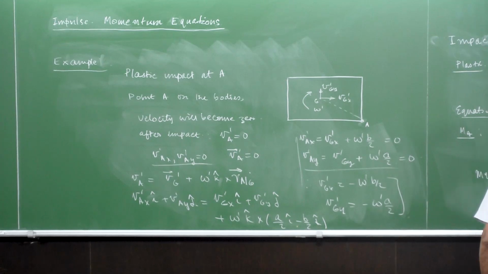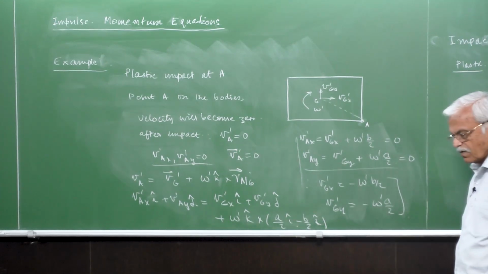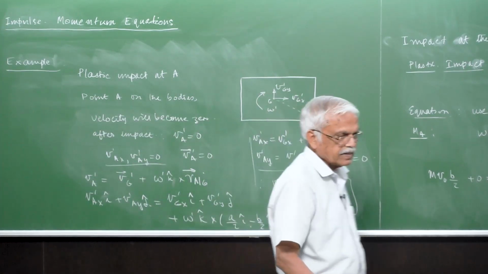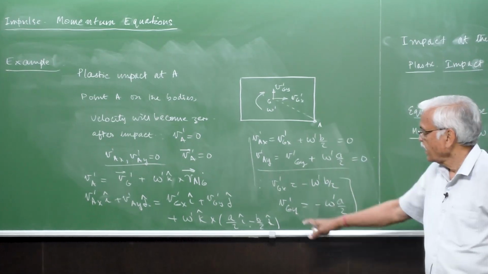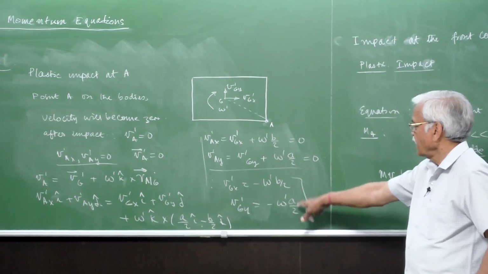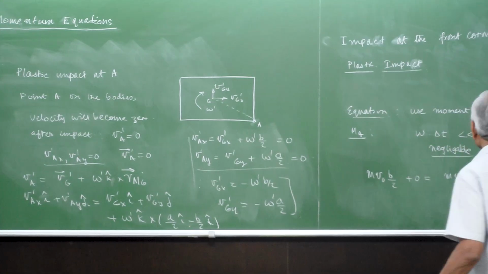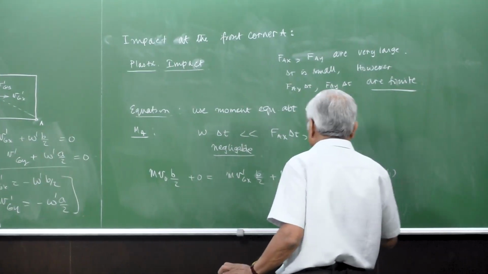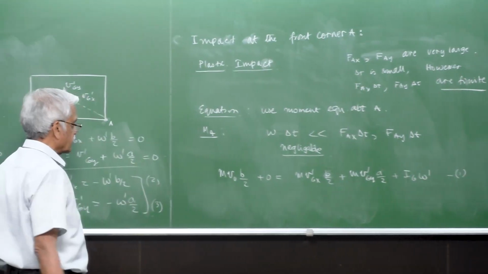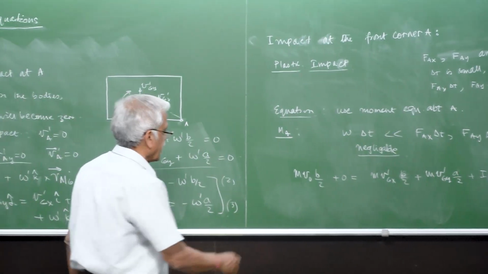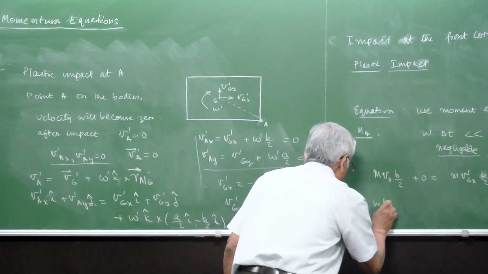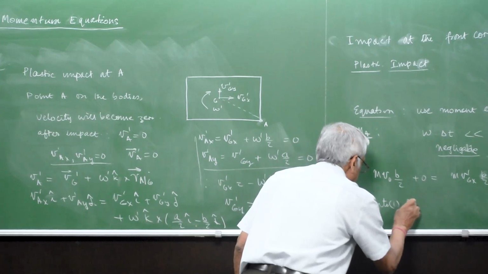So these are now the two constraint equations which have come from the knowledge that point A is coming to rest after the impact. Using that, we have Vjx and Vjy like this, so we can make use of the Euler equation. So we have Euler equation 1, and this is 2 and 3. We can substitute 2 and 3 into 1. So what do we get?